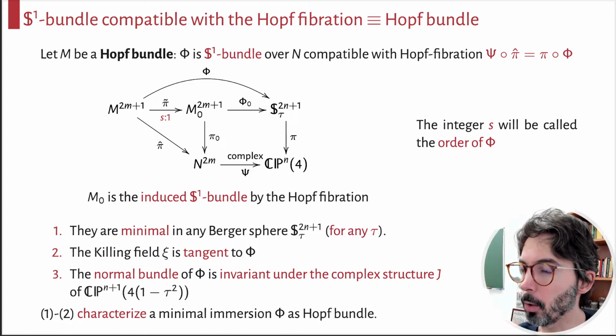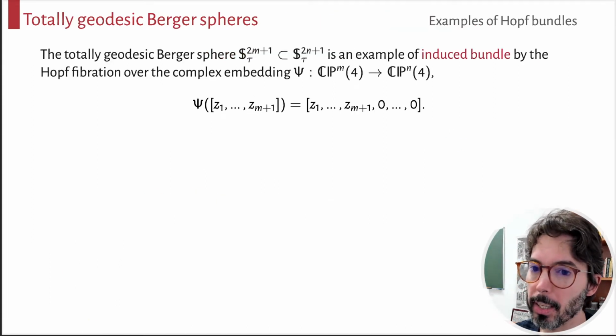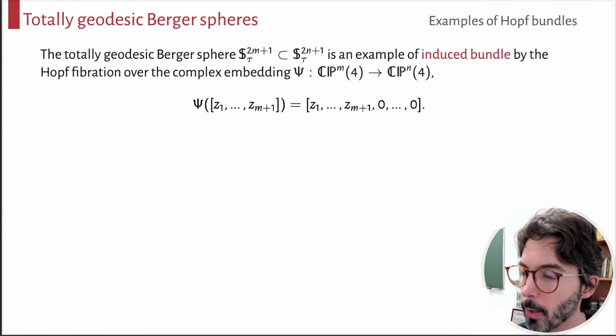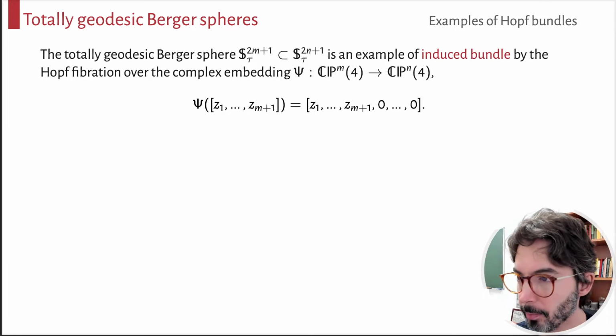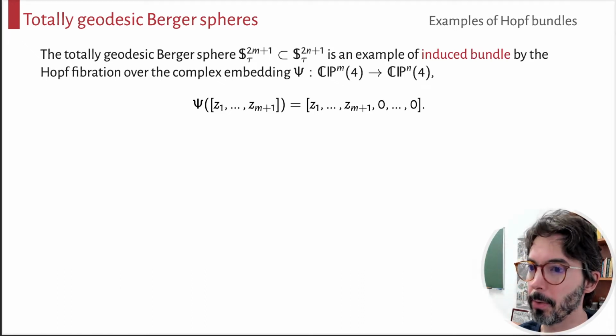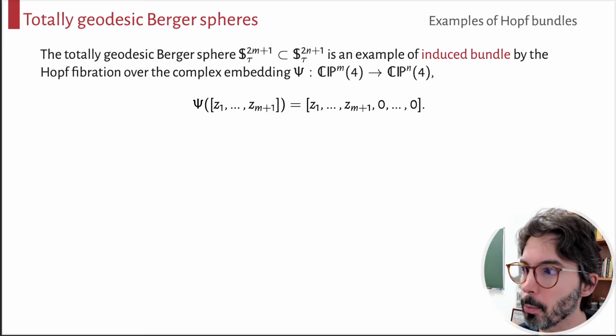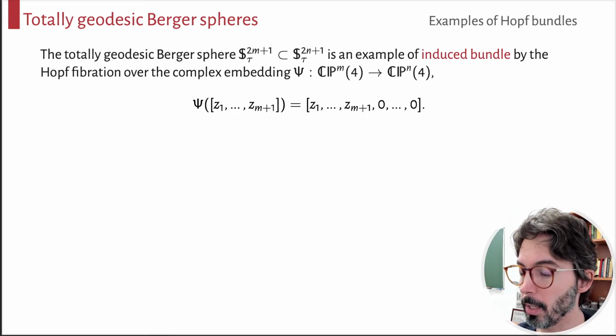Okay, so now we are going to present the simplest examples of Hopf bundles. The first one is the totally geodesic Berger sphere, which is actually the induced bundle by the Hopf fibration over the complex embedding of CP^M in CP^N, okay, which is written down in the slide.